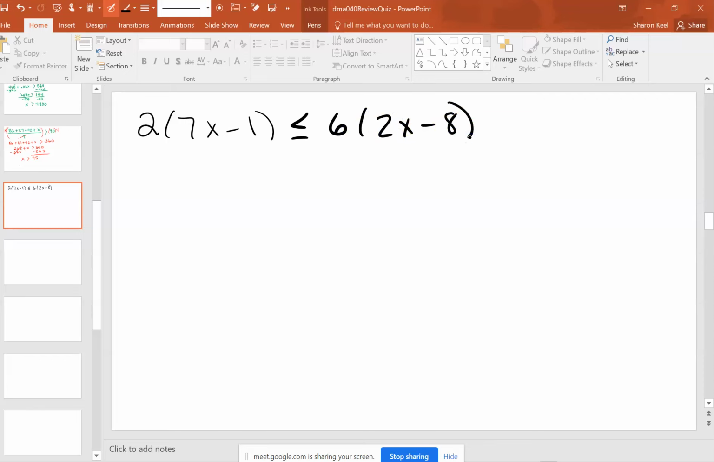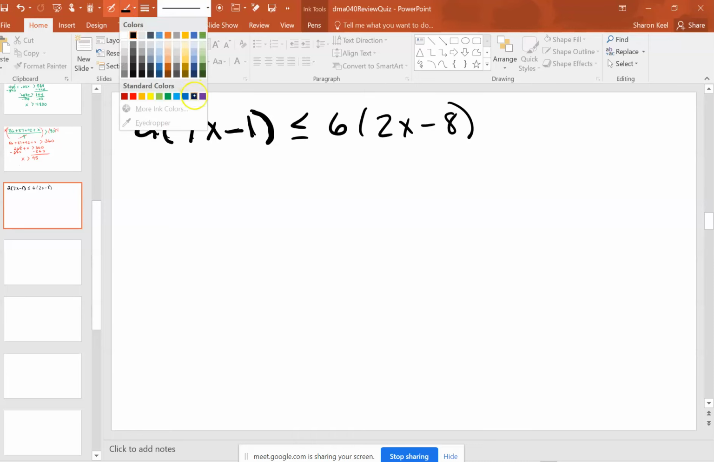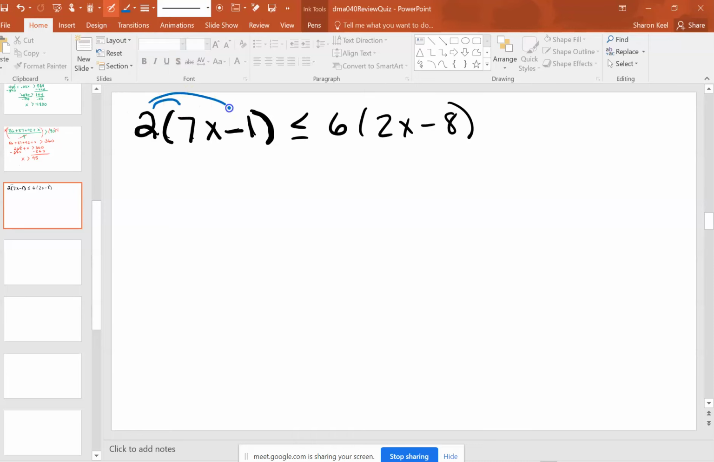Okay, so if we're solving this, the first thing that we want to do is treat it just as if there was an equal sign. We're going to do everything just the same. The only exception is if we have to divide by a negative in the last step, then we flip our sign, but that's the only time we would do that. And in this case, we may not need to. So first, let's start by distributing. So we're going to have 14x minus 2 is less than or equal to 12x minus 48.